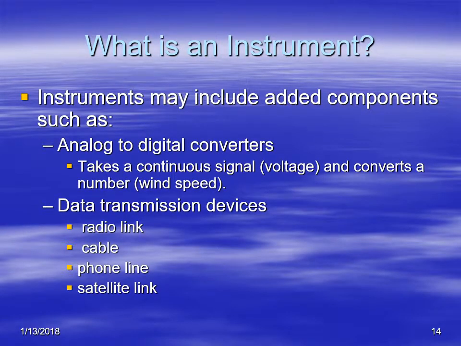Also, there may be some other components of an instrument, such as an analog-to-digital converter. In other words, it takes some signal that's continuous and digitizes it. And another thing that you might find is a data transmission device, where it takes the information and transmits it either wirelessly or over a landline to some other location. So that could be a phone line, a cable, a radio link, or a satellite link.